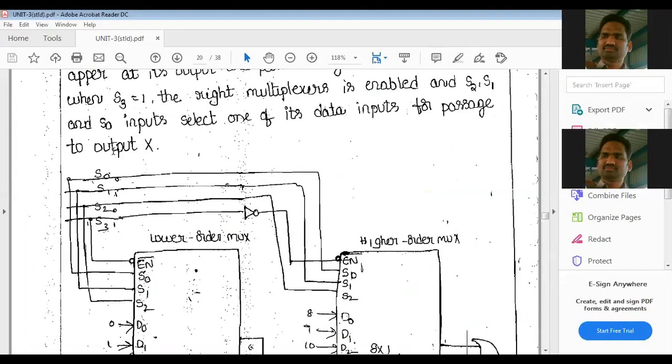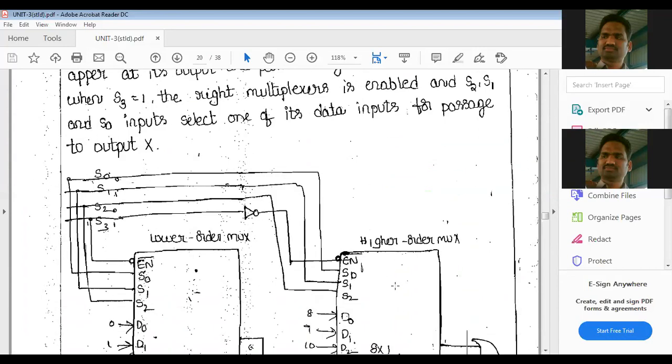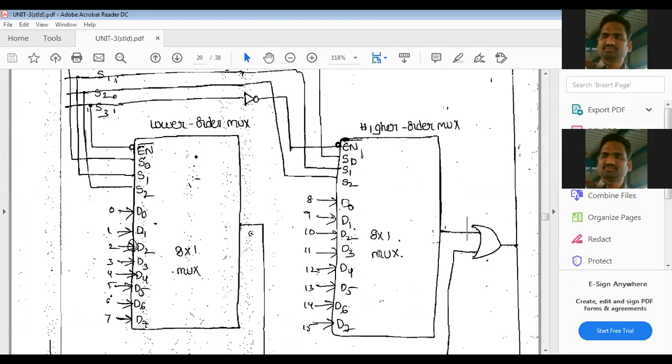Now suppose S3 is equal to 1, the second case. When S3 is equal to 1, the right multiplexer is enabled. The right multiplexer means the higher order multiplexer is enabled, and the lower order multiplexer on the left side is disabled. Disabled means all its outputs are 0 for every case. Even if S0, S1, S2 is 0, 0, 0, you will not get T0 because this enable input is a 0. Because of this 0, the lower order multiplexer, the left hand side multiplexer, is disabled. Always it is a 0 for all 8 options.